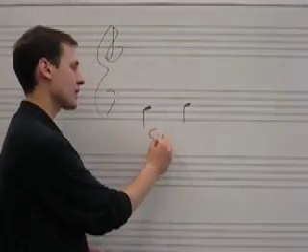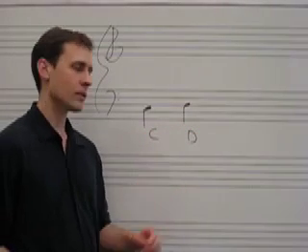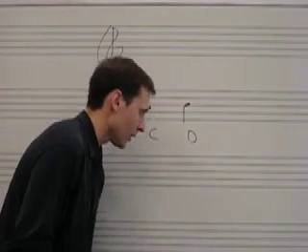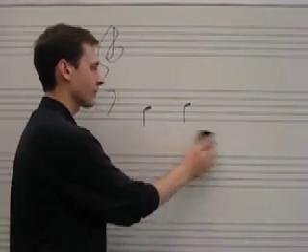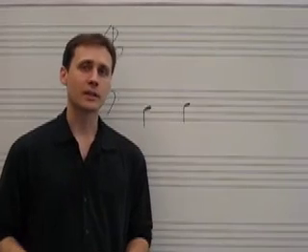So you have a C for this root, this is a D, that's an interval of a second, therefore it's root movement by second. Now, when you have this type of movement, then you have to follow a very specific part writing rule. And that's what we're going to take a look at in this lesson.